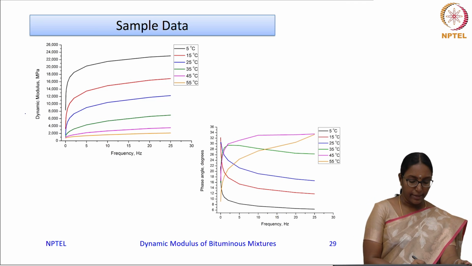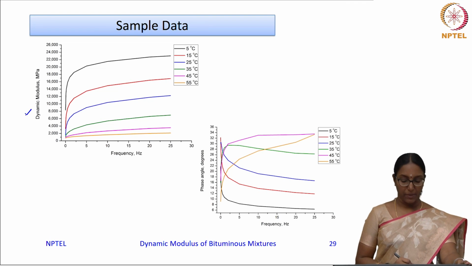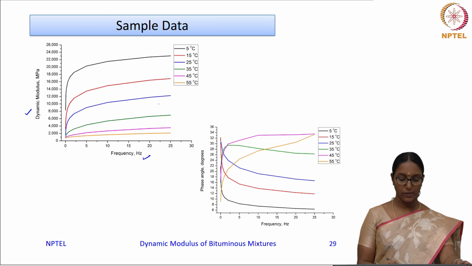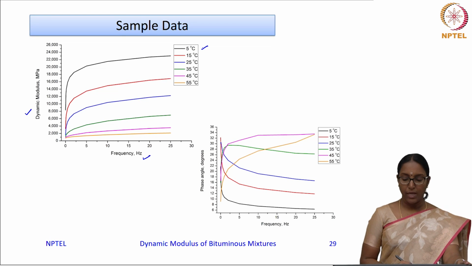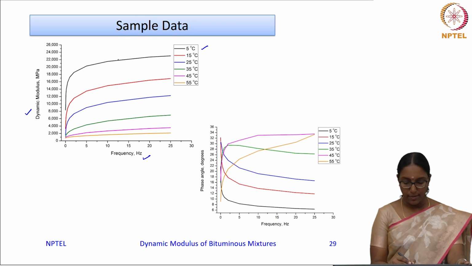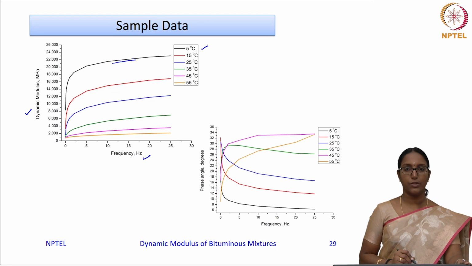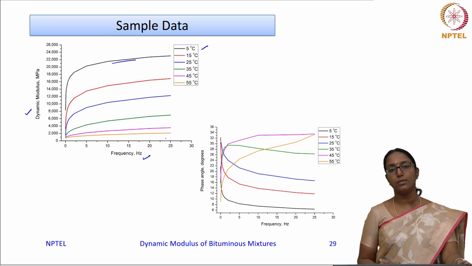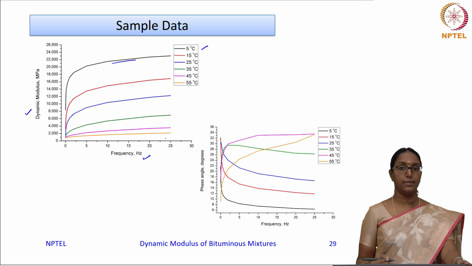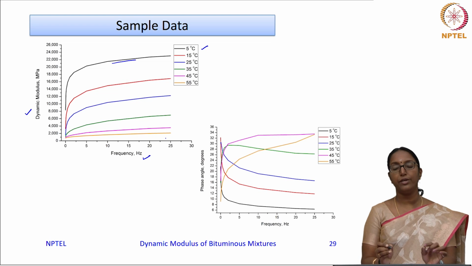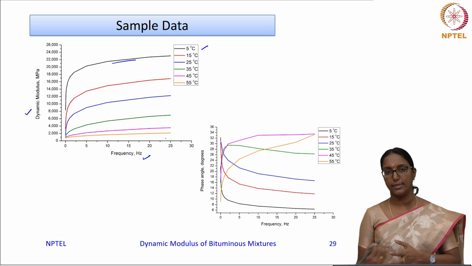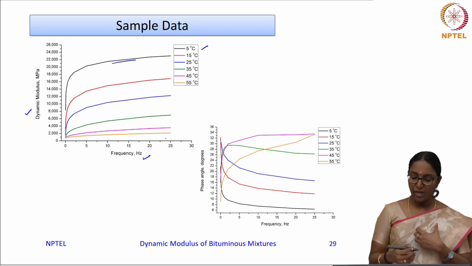So, here dynamic modulus is on the y-axis in megapascals and frequency is on the x-axis in Hz, and each line represents one temperature. So, let us see the 5 degree Celsius data. This black line is your 5 degree Celsius data. You see that as the frequency increases, the dynamic modulus increases. As I said, higher frequency means shorter duration of load application, and higher will be the modulus response. The material will be behaving more like an elastic material. So, your modulus will be very high.